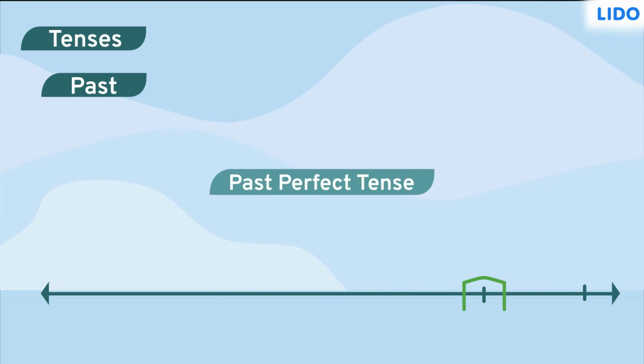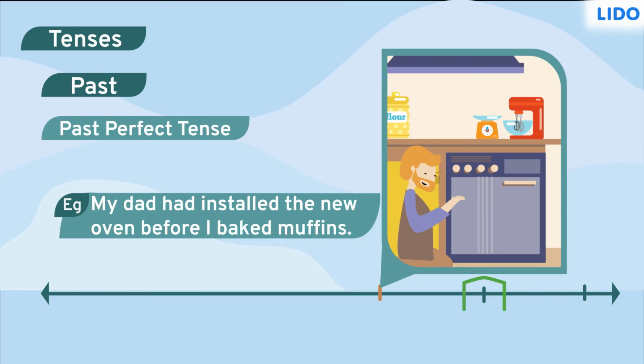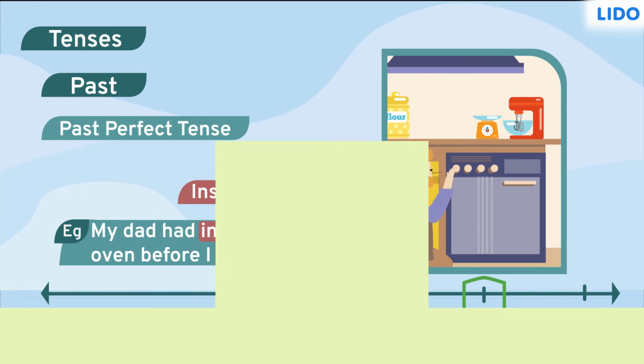Next up, we have the past perfect tense. This shows an action that was completed before another event in the past. Like here, my dad installed the new oven before I baked the muffins. It shows us an action that was completed even before dad watched TV. Now let's see how we can change a sentence to the past perfect tense. Here we add the verb have or had before the past form of the verb.